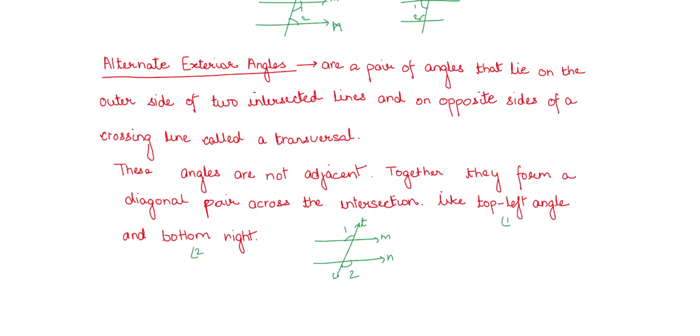Okay. And we can also say like this one, angle 3 and angle 4, they are also alternate exterior angles. So now let's do a problem, then it will be more clear.